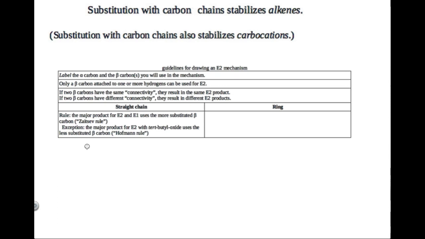And next point, almost every rule in organic chemistry has an exception. The Zaitsev rule has an exception. If you carry out an E2 with tert butyl oxide, the pattern reverses, and the major product for an E2 with tert butyl oxide would use the less substituted beta carbon. Pause the video and see if you can figure out a reason for that.